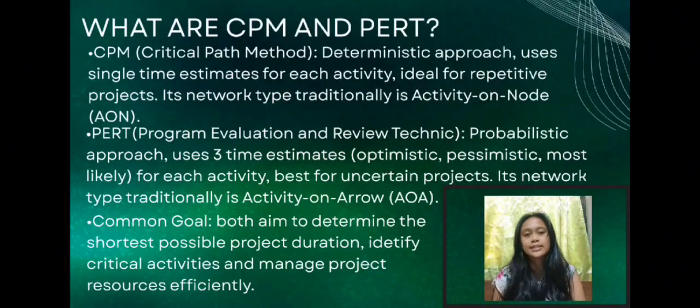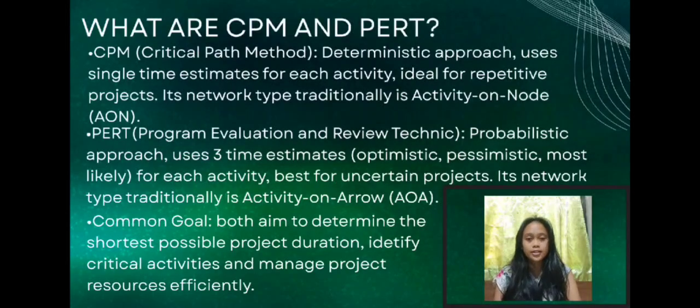First, let's understand what CPM and PERT are. What is CPM? CPM stands for Critical Path Method. It is a deterministic approach, which means it uses a single time estimate for each activity. This makes it ideal for repetitive or routine projects. The network diagram type used in CPM is called the Activity on Node, or AON.